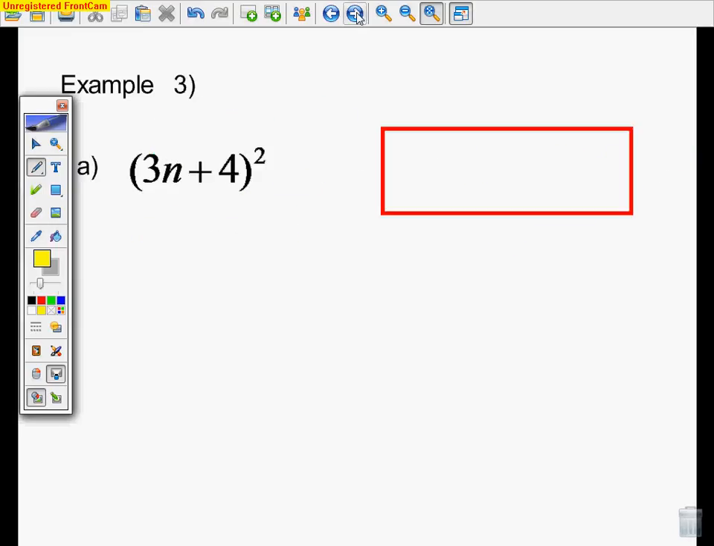Alright, let's move on. Here we go. 3n plus 4, that quantity squared. That does not mean it's time for you to go. That means it's time for me to go.